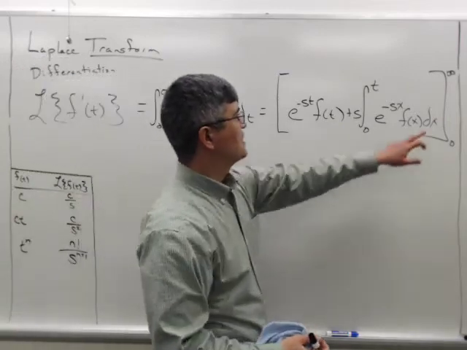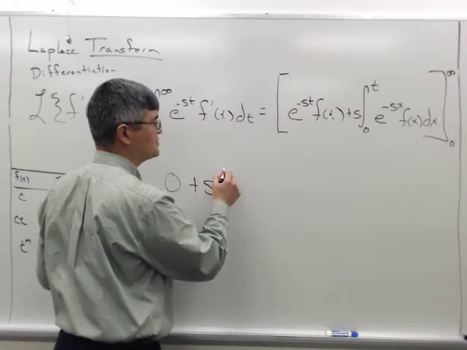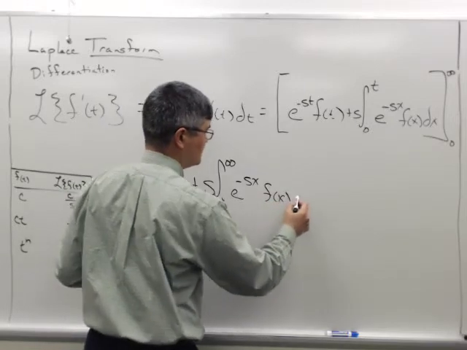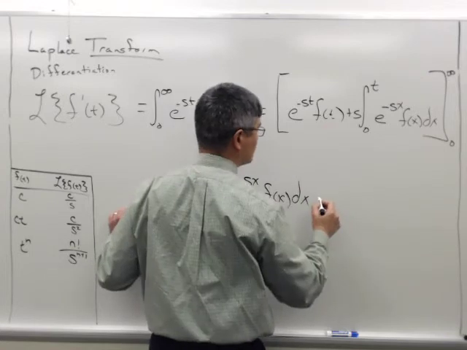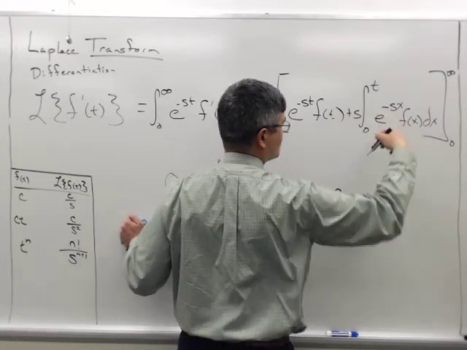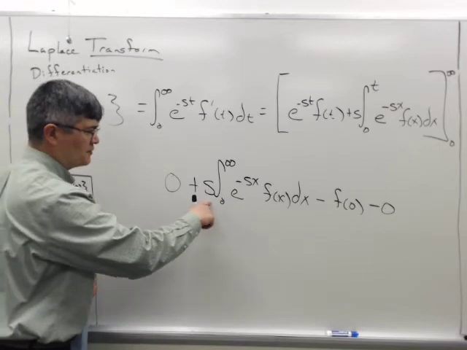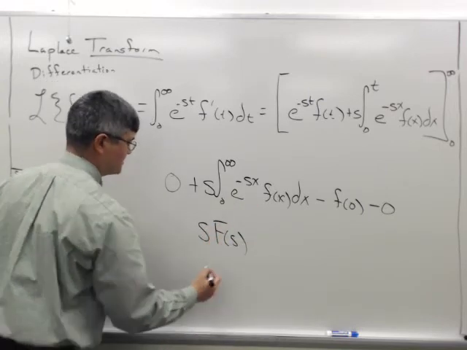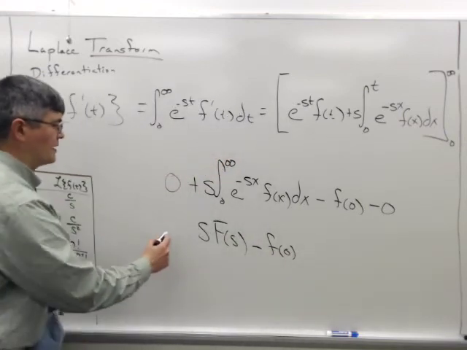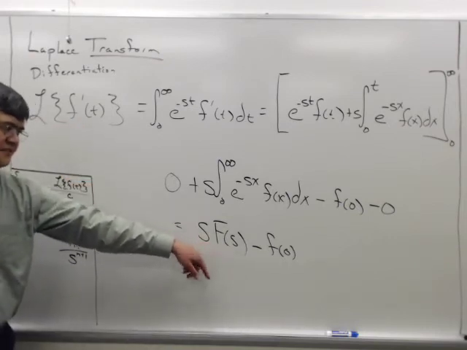So let's see what this does. When I let t go to infinity, this goes to 0. So I get 0 plus s times the integral from 0 to infinity of e to the minus s x f of x dx. Now I put 0 in, minus. When I put 0 in, this becomes a 1, this becomes f of 0. If you look closely, this is s F of s, and this is the initial condition, minus f of 0.